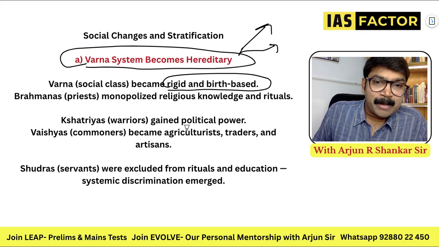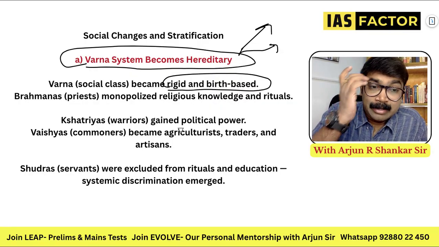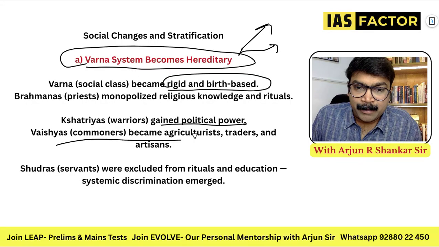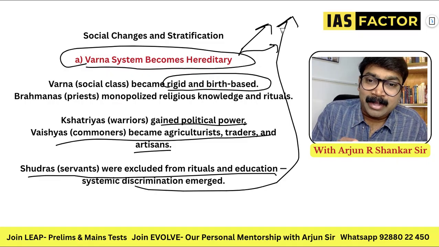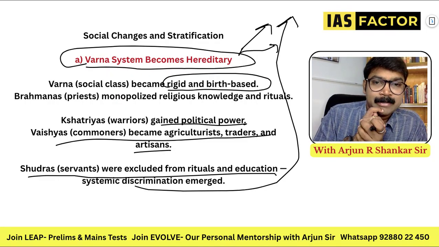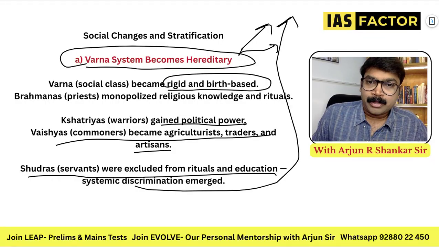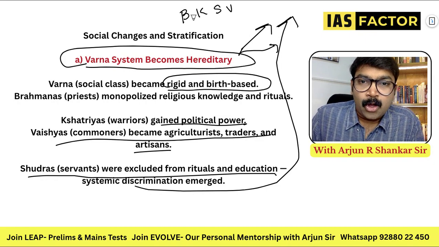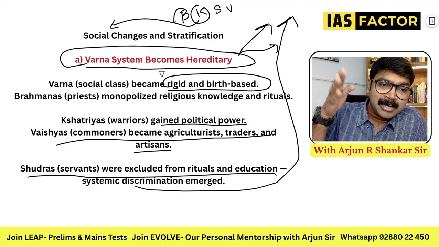Previously, my brother was Kshatriya, my brother was Vaishya, or my sister was Shudra, they did whatever they liked. But now, it is not so. Kshatriyas gained political power, Vaishyas became agriculturalists, traders and artisans, Shudras were excluded from ritual and education. This is where the genesis of the caste system in India starts. In the Vedic period, it was just a convenient division of work, the passion that you want to chase. But now, out of the four Varnas, Brahmins, Kshatriyas, Vaishyas and Shudras, obviously Kshatriyas dominated, they became the kings. So obviously, a king's son is a king.